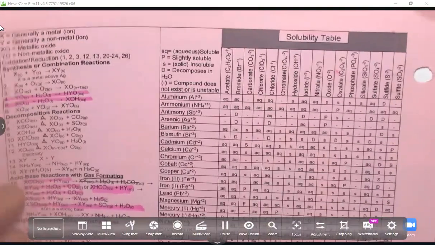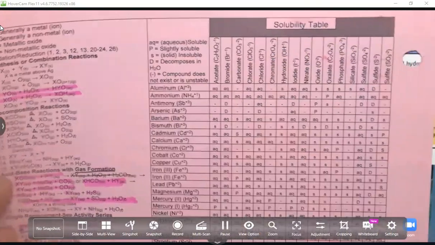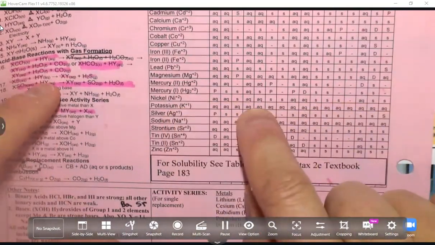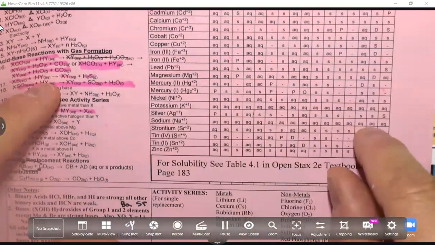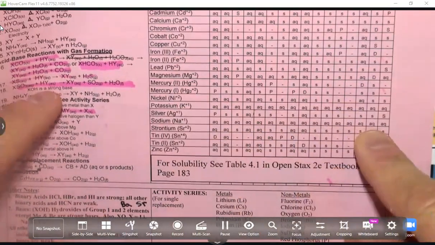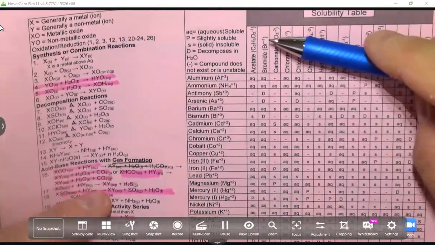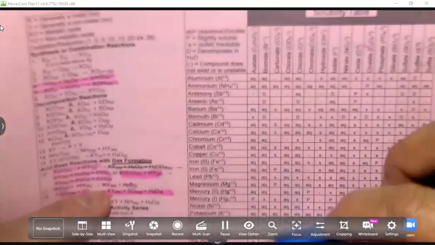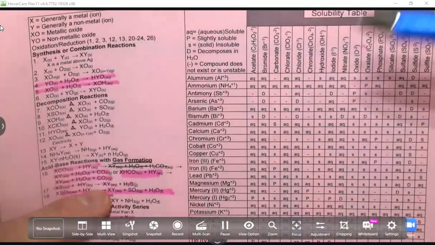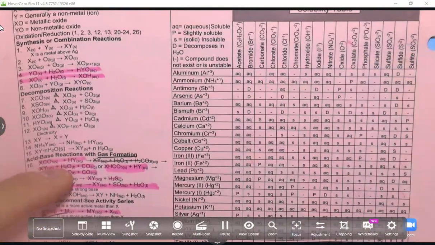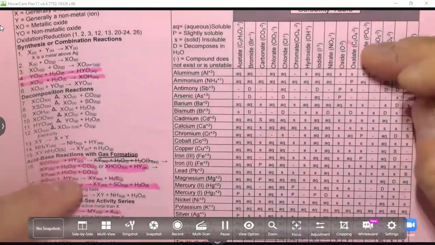So let's look at a row that is aqueous all the way across. And that aqueous all the way across should be potassiums, right? And it also should be sodium all the way across. Potassium and sodium compounds are going to dissolve in water. What are some negative ions that dissolve? That you see AQs going down, you know, acetates, bromides, nitrates. So this solubility table kind of is exact.